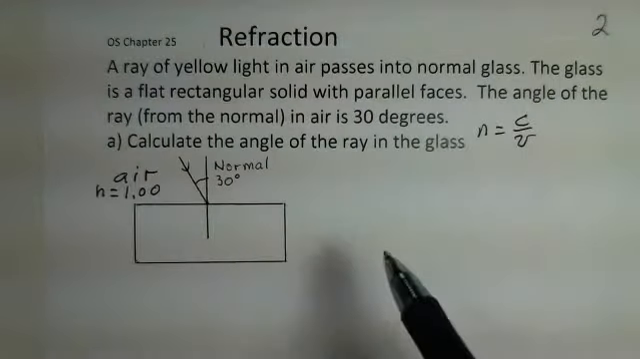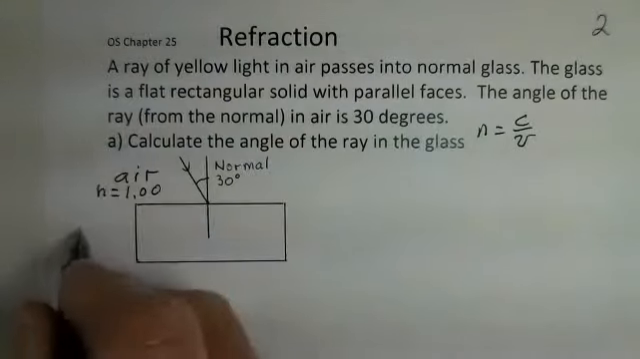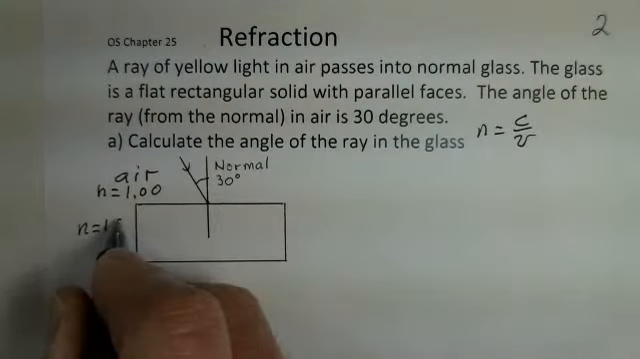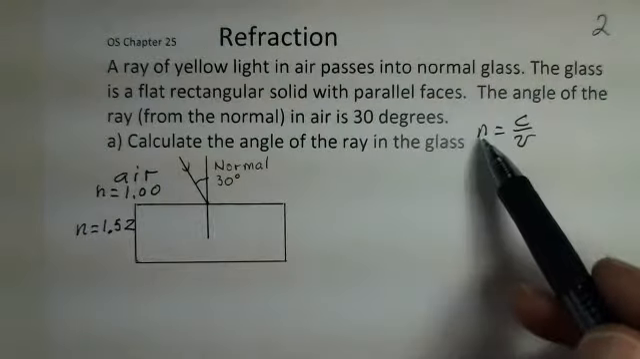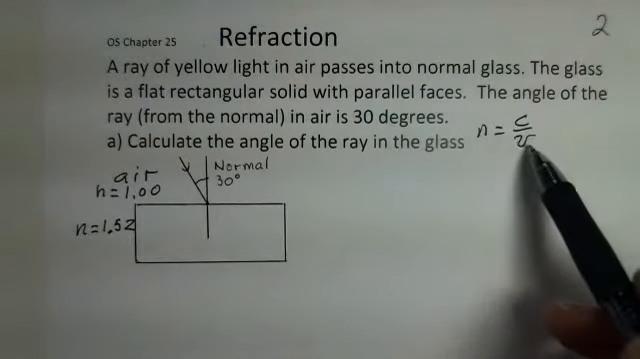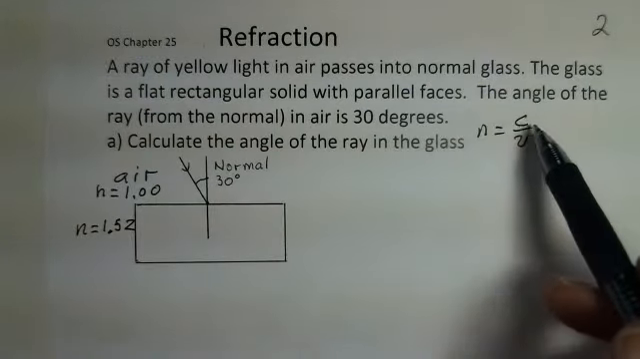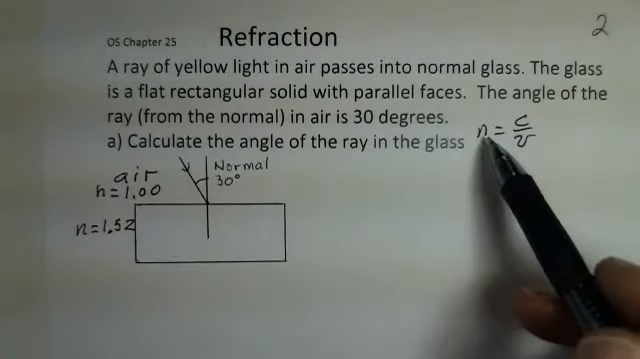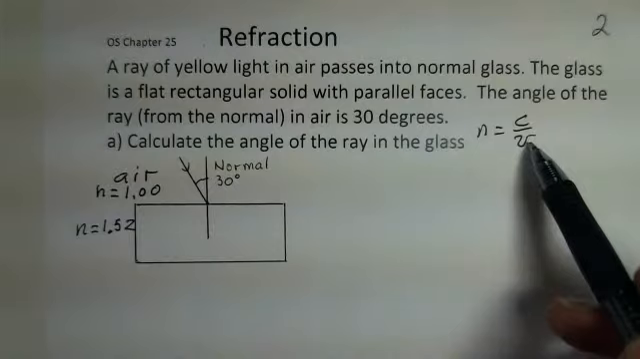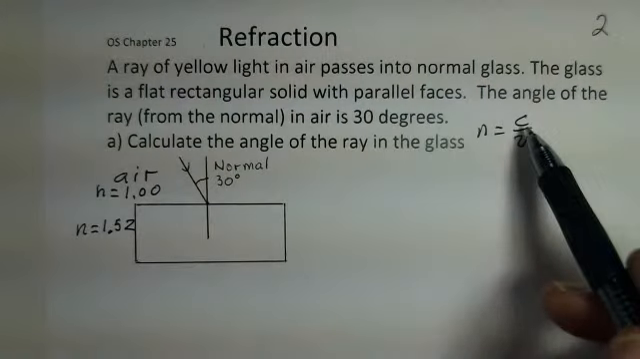And we're taking this into normal glass. And let's suppose that the index of refraction of the glass is 1.52. What does that tell you about the speed of light in glass compared to the speed of light in a vacuum? We're forgetting 1.52 here. That means our speed in the glass, the v, is smaller than the speed of light.